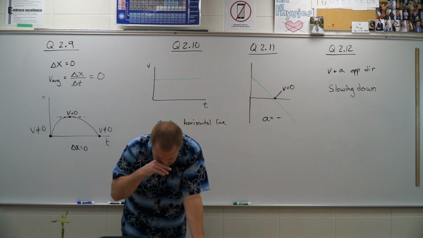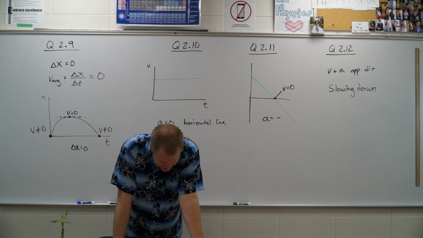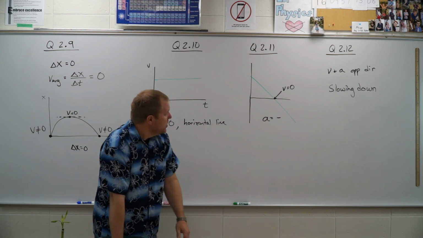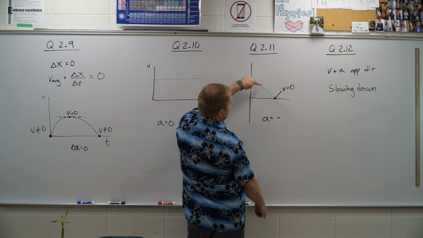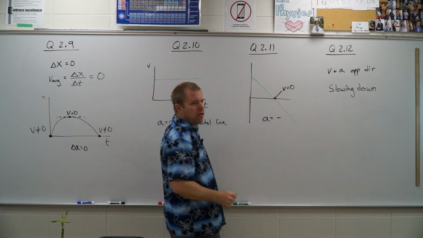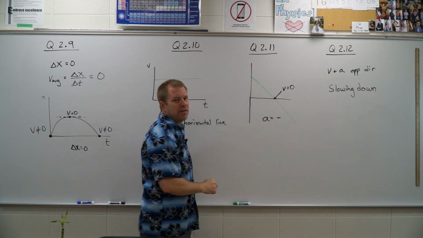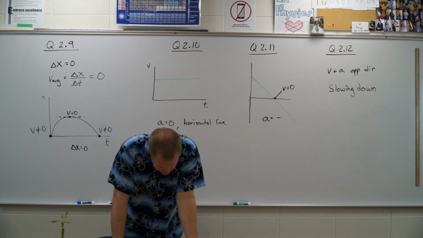Number 11, can you have a zero velocity and a non-zero average acceleration? Okay, so the average acceleration, say from this point to this point, would be negative, and at a point along there, or you could even go from here to here, at a point along there, the velocity is zero.